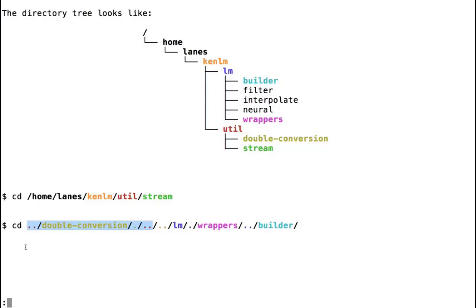The parent of util is kenlm. So, ../double_conversion/./../.. refers to /home/lanes/kenlm, which we see colored orange in the tree.